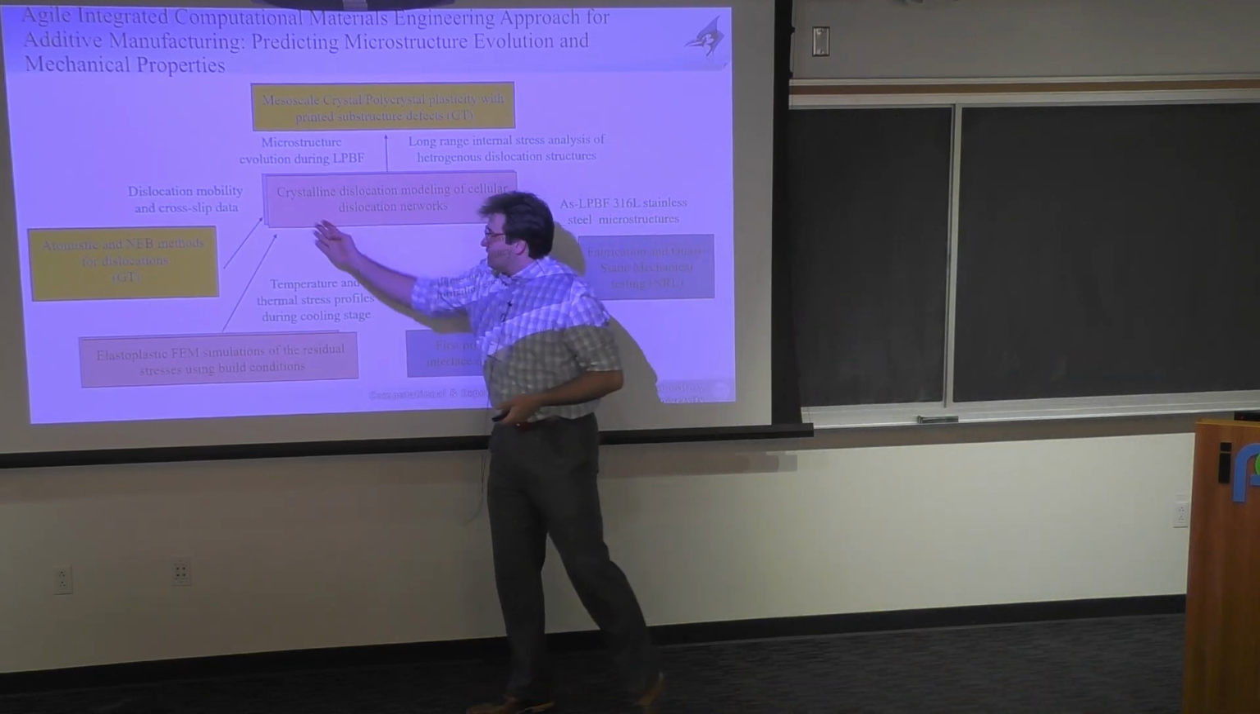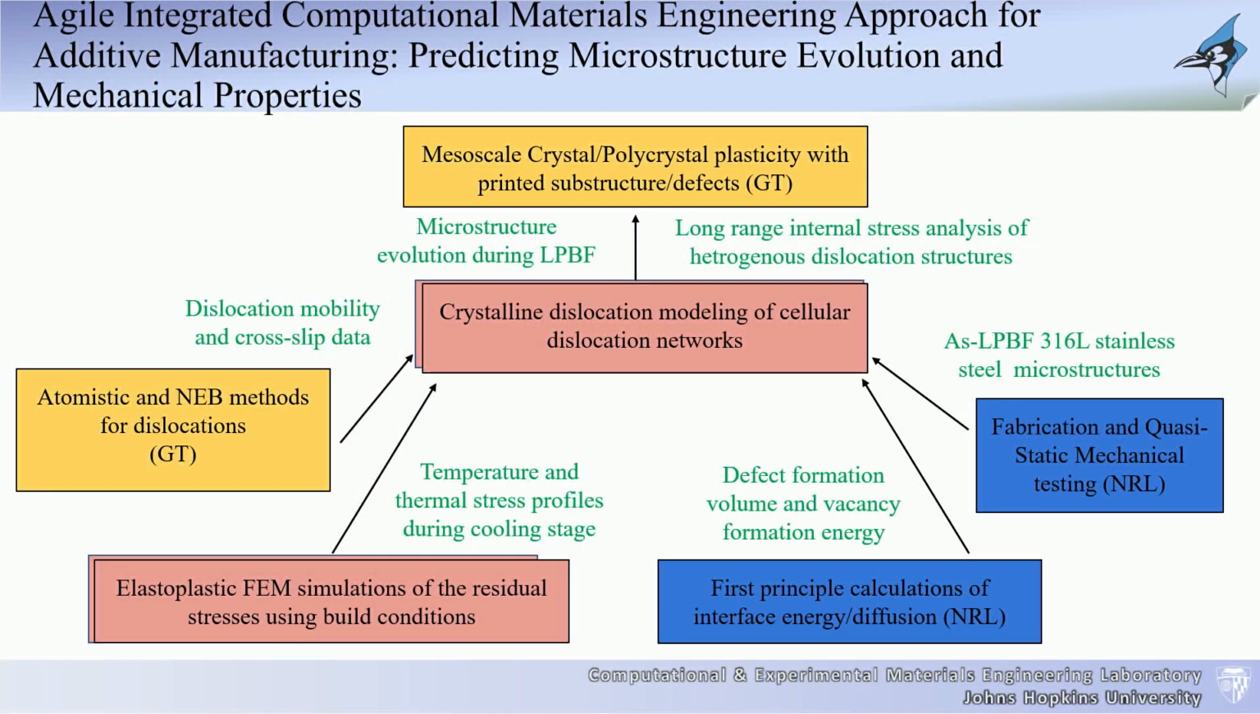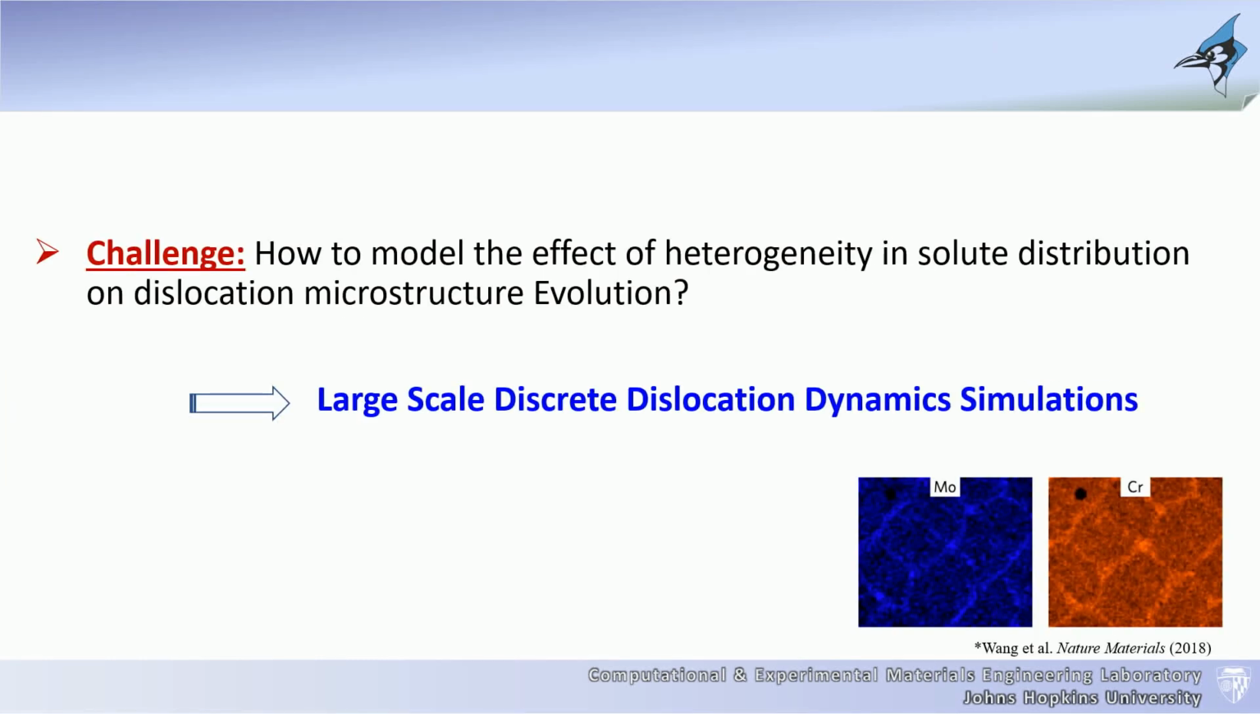Ultimately, what we're trying to do, as I said, is to be able to predict microstructure evolution, and to use that to identify the long-range internal stresses that are developing in the heterogeneous dislocation structures, such that these crystal plasticity simulations that are at a higher length scale than us can actually be physics informed and account for these particular microstructures that are evolving.